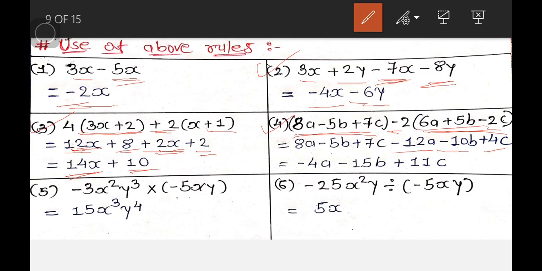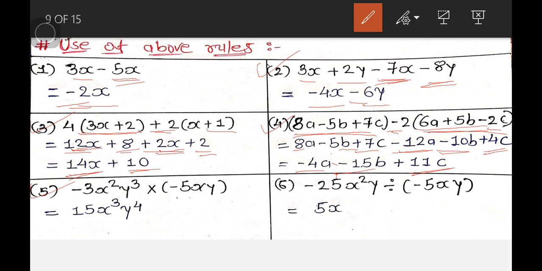Now we do as we learned: 8a minus 12a gives 4a, and 12a is the larger term, so we put a minus sign. Now minus 5b and minus 10b, then we do addition, and we get minus 15b. 7c plus 4c, then we do addition, 7 plus 4 equal to 11c. This is the answer.